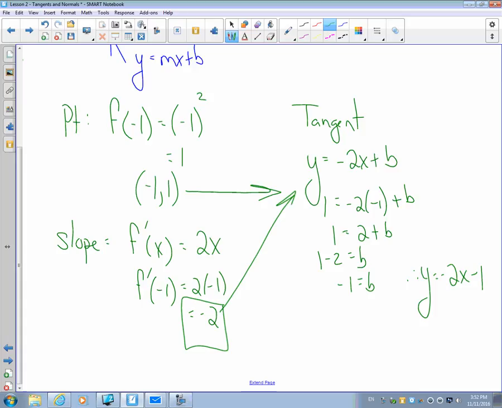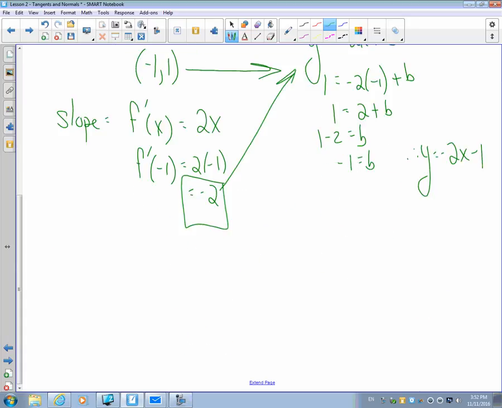Now it asks us for the tangent and the normal, so let's do that next. Our normal is related to the tangent, except it has the perpendicular slope. So I take my slope again, but I have to do the negative reciprocal. Take the slope, flip it over, and change your sign. So 2 over 1 becomes 1 over 2. It was negative, so I made mine positive.